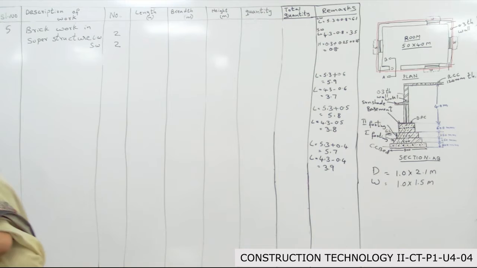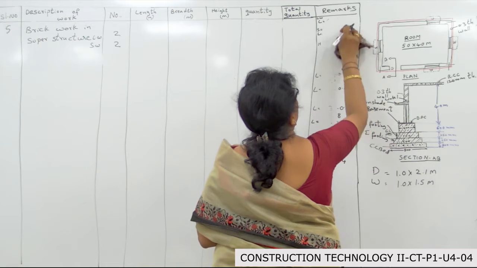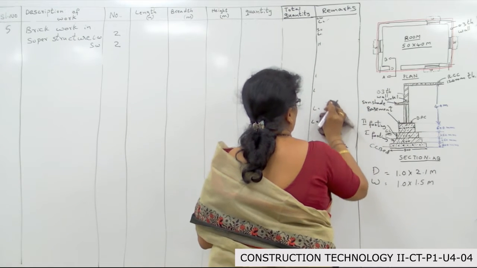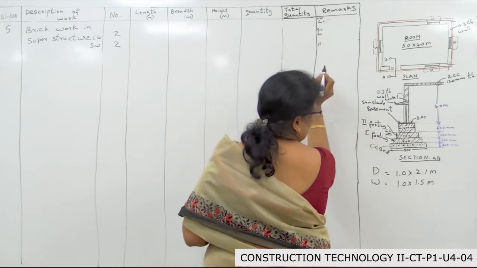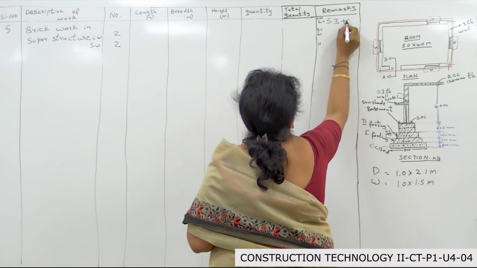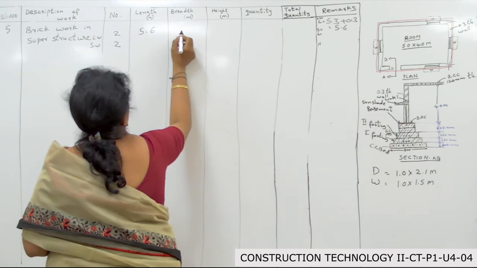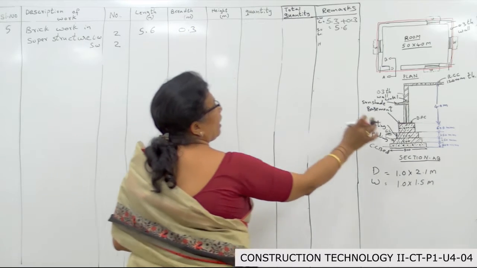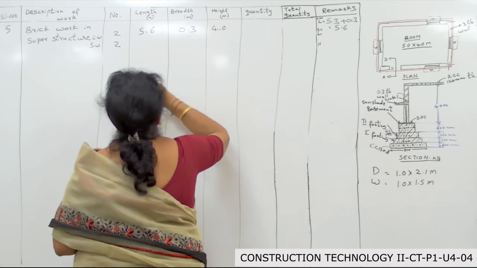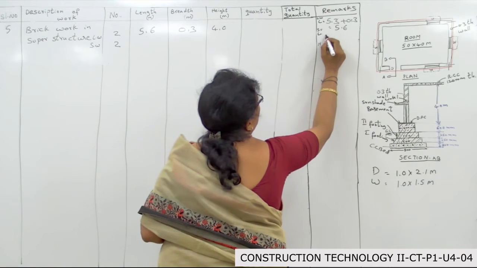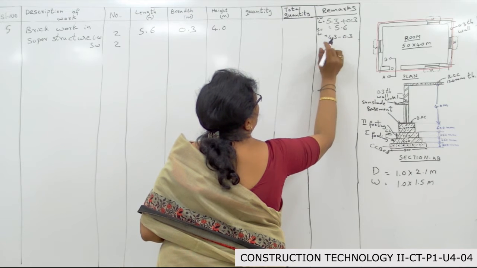Brickwork in superstructure, long wall and short wall. 2 long walls, 2 short walls. So here the length of the long wall is first 5.3 plus 0.3, that is 5.6. So length is 5.6, breadth of the wall is 0.3 and height of the wall is from here to here, it is 4 meters, 4.0.